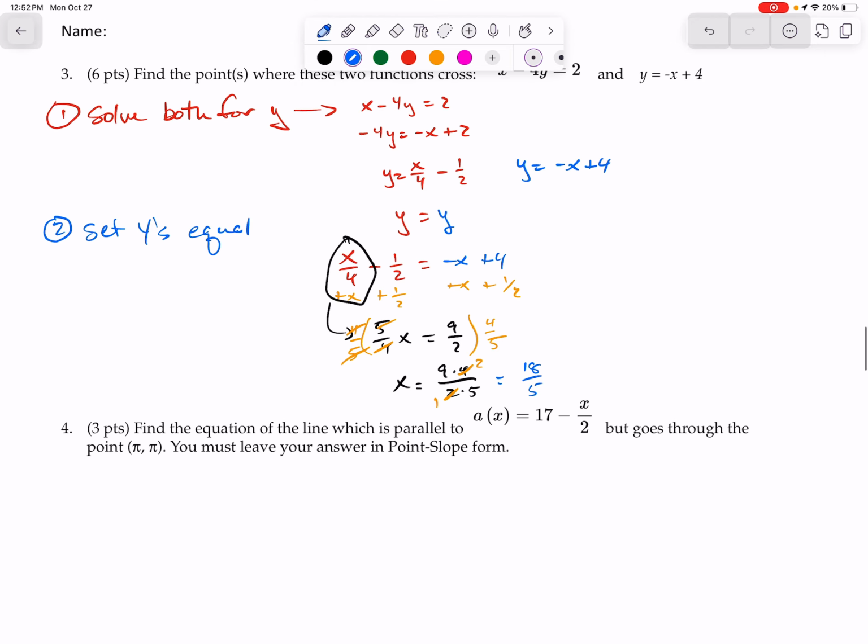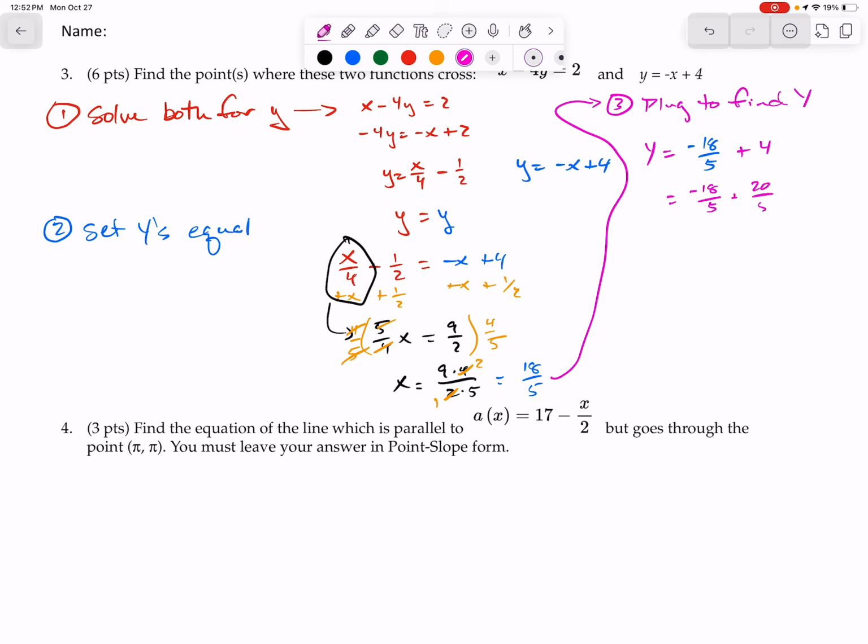Now to find my y, let's do it here in pink. Third step, plug to find y. So y equals minus 18 over 5 plus 4, which is minus 18 over 5 plus 20 over 5, which is 2 over 5. So my point is 18 over 5, comma, 2 over 5.